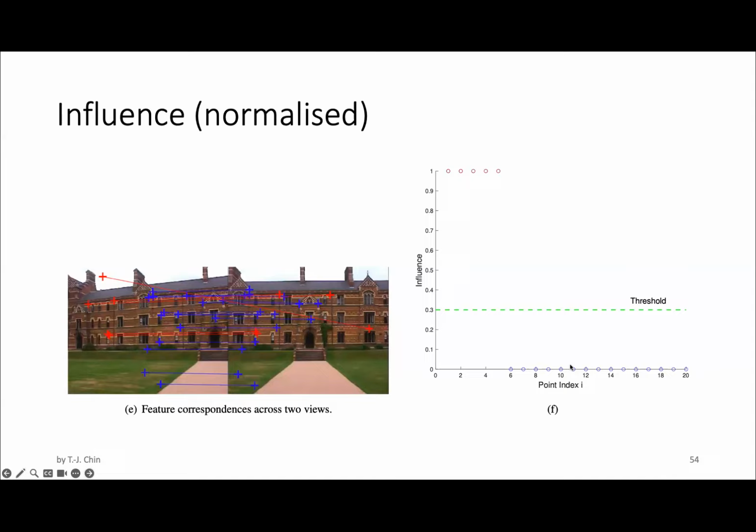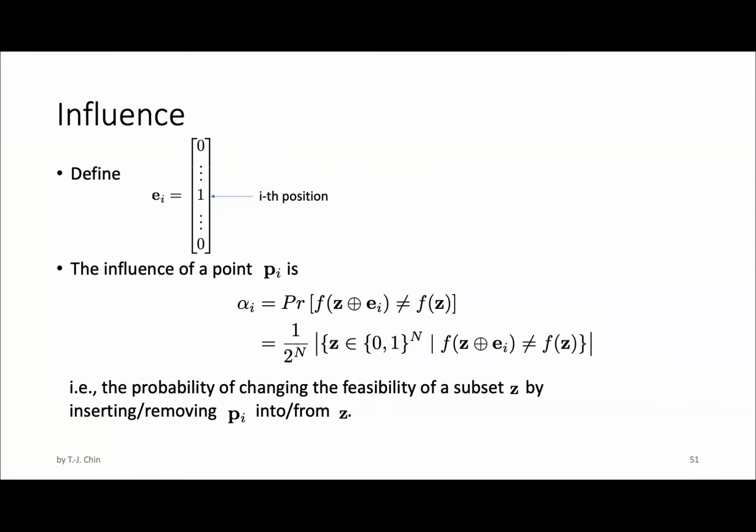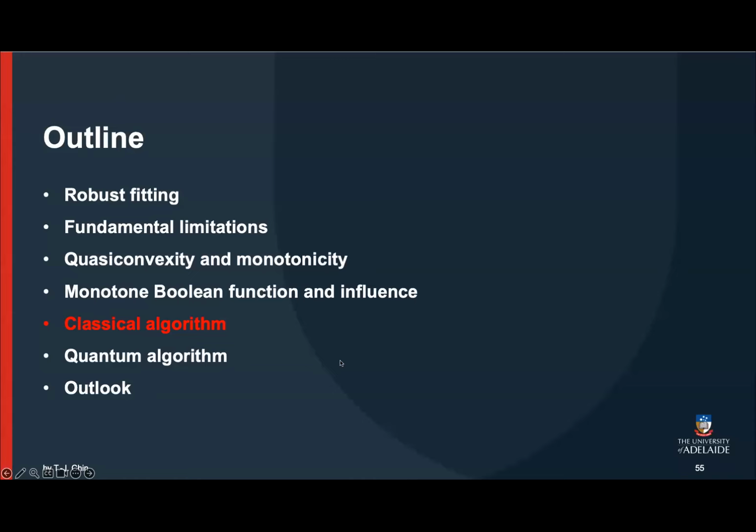So this tells you that this is actually a good measure of outlyingness. The trick is how do you compute it? The strict definition says you have to check all 2 to the n possible values of Z. How do you use your computer to do it? Any ideas?